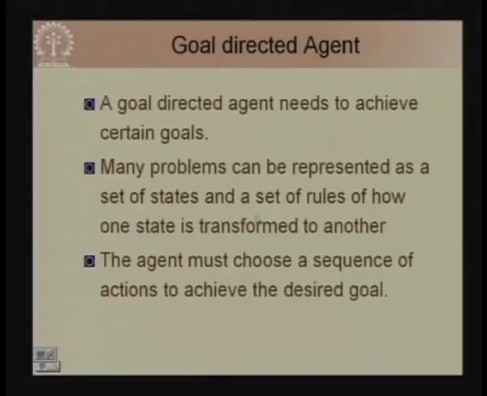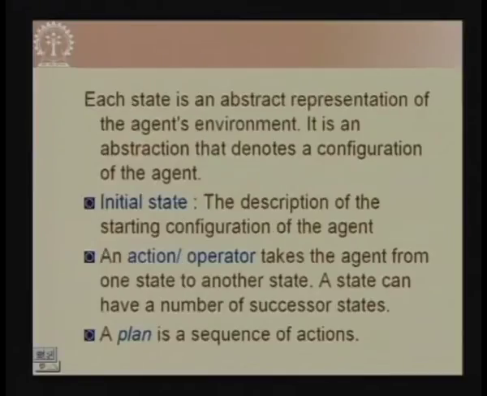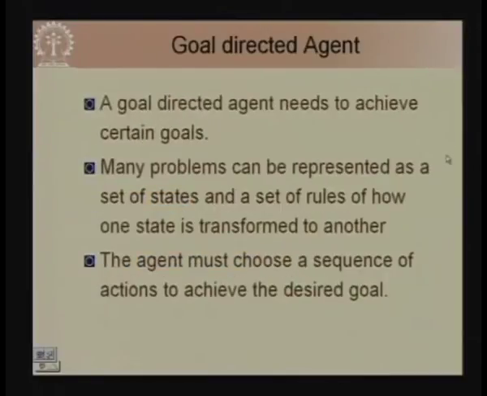A goal directed agent, as we have seen, needs to achieve certain goals. Today we will see that many problems can be represented as a set of states and a set of rules for how one state is transformed to another. And in these problems, the agent must choose a sequence of actions in order to achieve its goal. And we will see that such goal-based agents can be modeled using state space search.